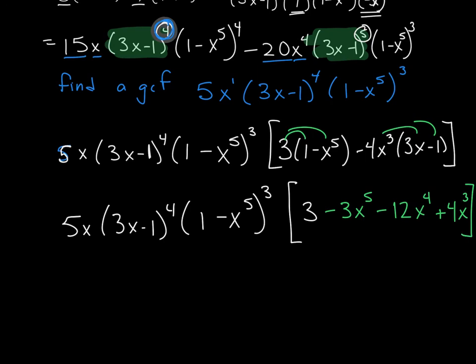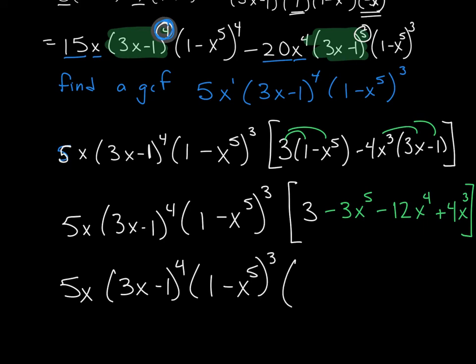And now, thankfully, I am done with this question, and you get to be 5x(3x-1)^4(1-x^5)^3, and then everything over here, if I put it in descending order, would be minus 3x^5, minus 12x^4, plus 4x^3, plus 3.